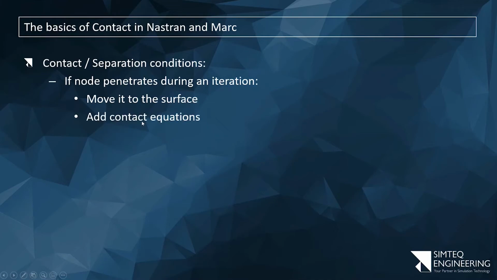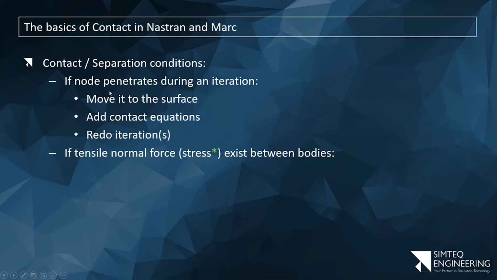Then we need to add contact equations. How that exactly looks depends on the solver. Marc uses MPC kind of equations for node to segment. For segment to segment, it's a penalty kind of method, Lagrangian multipliers and so on. Most finite element codes have their own way of implementing how these contact equations look. But either way, we move it to the surface, we add the equation, but then we need to redo the iterations, or at least that iteration, to see if it has converged. So that's if a node comes into contact.